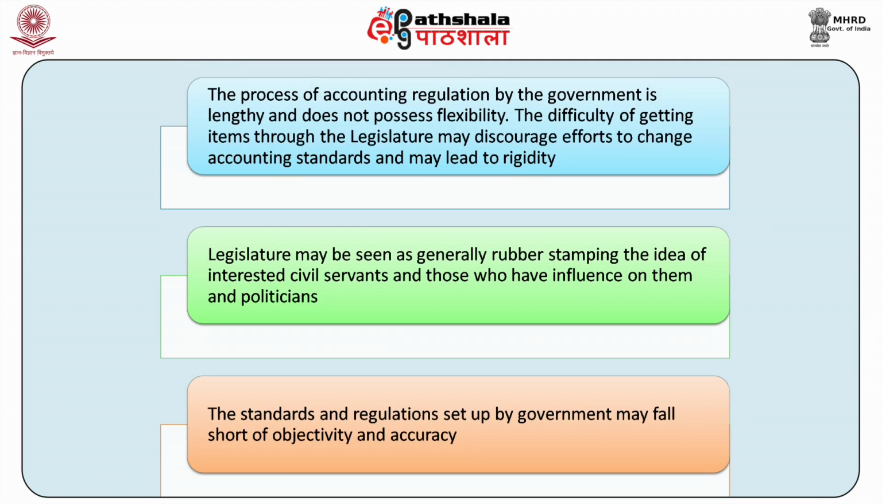The problems which are associated with the government being a standard setter are the following. First, the process of accounting regulation by the government is lengthy and does not possess flexibility. The difficulty of getting them through the legislature may discourage efforts to change accounting standards and may lead to rigidity. Second, legislature may be seen as generally rubber stamping the idea of interested civil servants and those who have influence on them and politicians. Third, the standards and regulations set up by government may fall short of objectivity and accuracy.